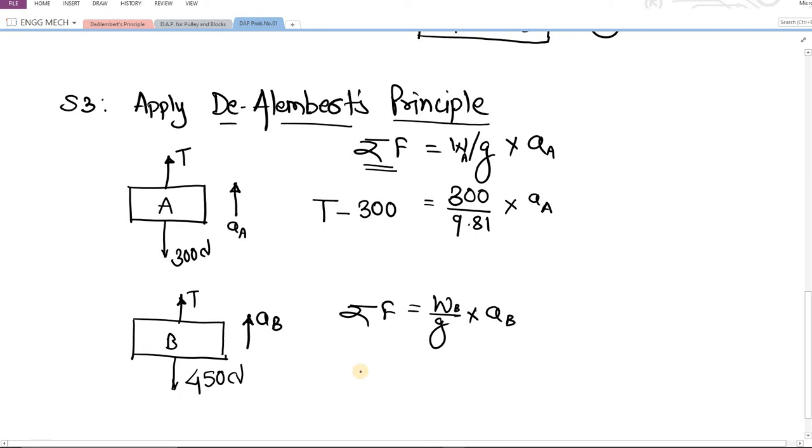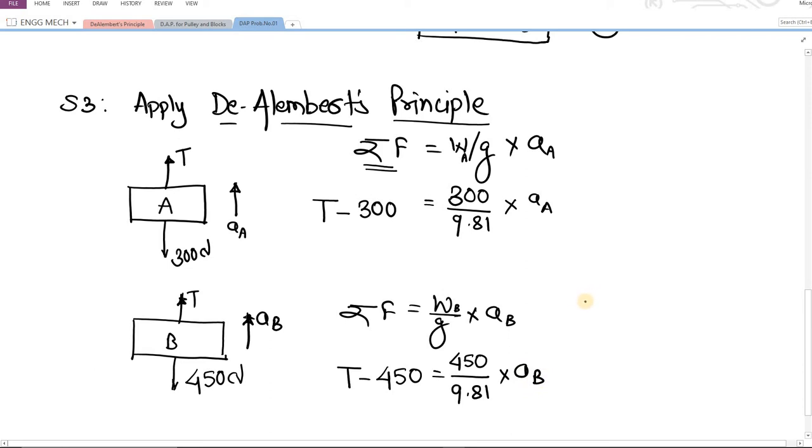Now what about summation F? Summation F is the summation of forces, taken positive when the force is in the direction of motion, taken negative when the force is against the direction of motion. Thereby it will be plus T, because it is in the direction of motion. See the common direction here. Then what is the force against the direction of motion of block B? It is 450 Newton. That's why we assign the minus value, is equal to W suffix B, which is the weight of block B, divided by 9.81 into A suffix B.